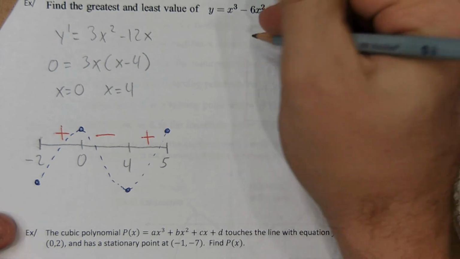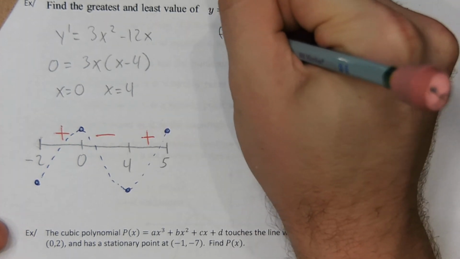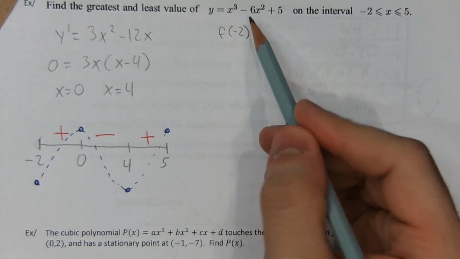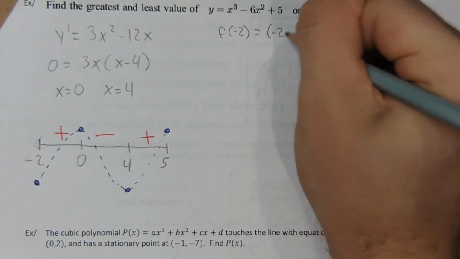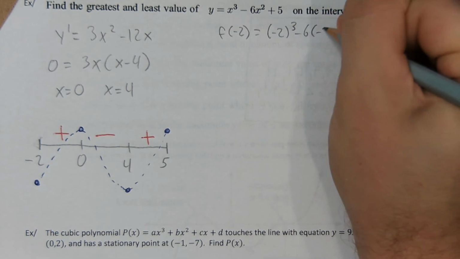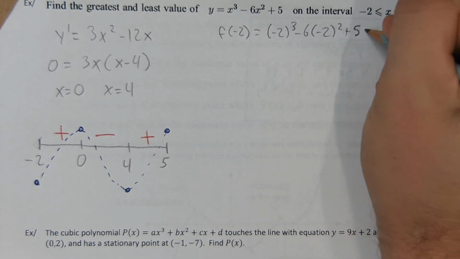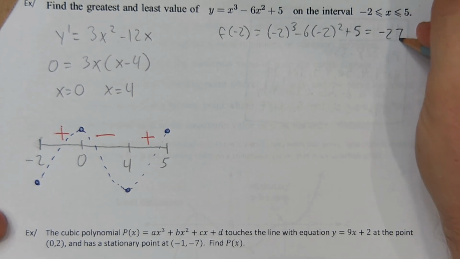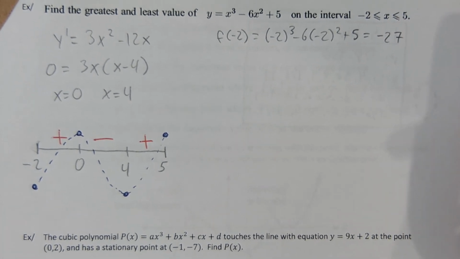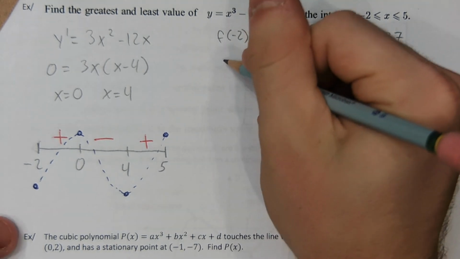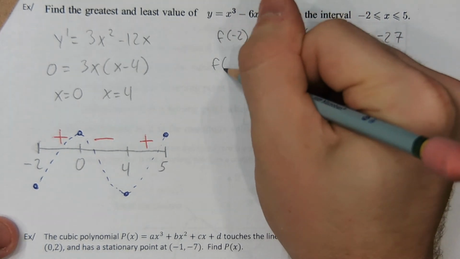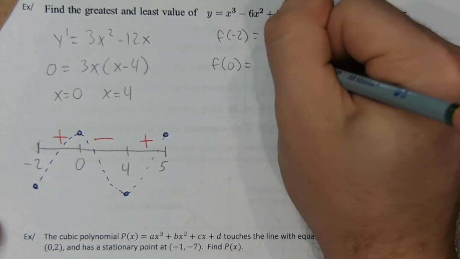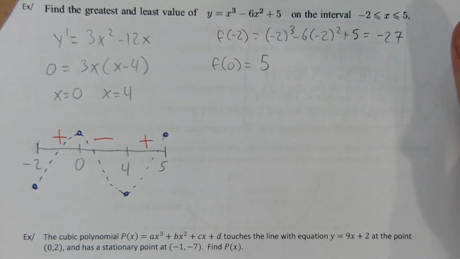Okay, let's see what's going on at the endpoint at -2. We're plugging in right here to find its y value. It's going to give me -2 cubed minus 6 times -2 squared plus 5. I will save you all the calculations, and I will tell you that equals -27. Now we plug in 0. That one's easy. 0, 0, 5. I mean, I don't even have to do any work for that. Everywhere there's an x just disappears, right?